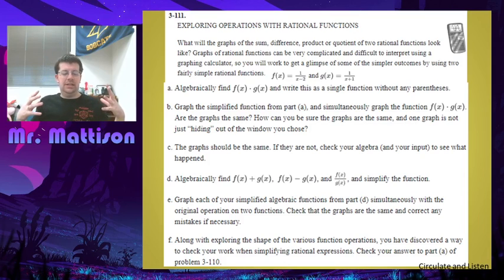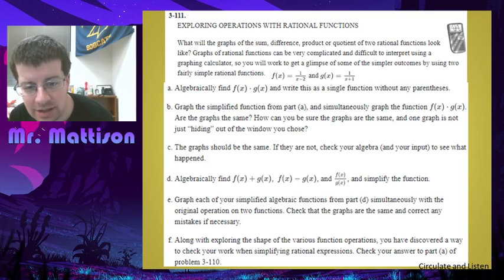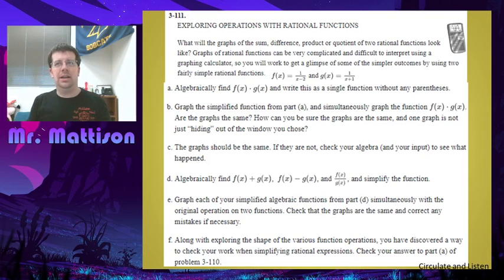And you should get the same graph if you just write it before you do any of the actual addition or subtraction. That should look the same before you do it and after you do it. So go ahead and try that out and then come back here.